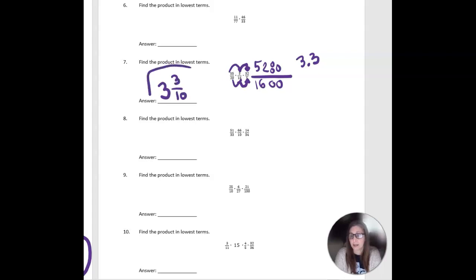But if you don't know that, you can use your calculator to convert from a decimal to a fraction. Mine is super simple. I press the blue button, I press fraction to decimal, and press enter. It'll give me 3 3/10.